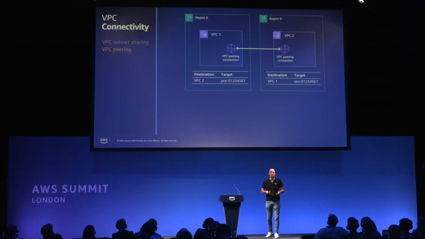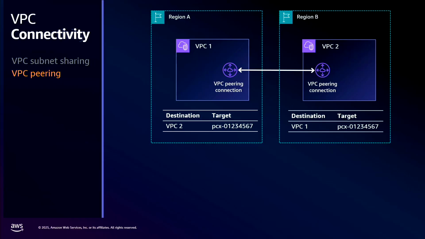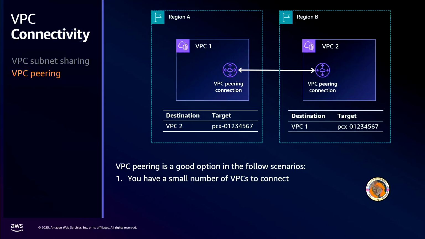Now let's have a look at another situation. Let's say now that you have two separate VPCs and you want to connect them together. The easiest way to do that is with VPC peering. It's a good feature if you don't have too high a number of VPCs, because there is a limit of 125 VPC peerings per VPC.